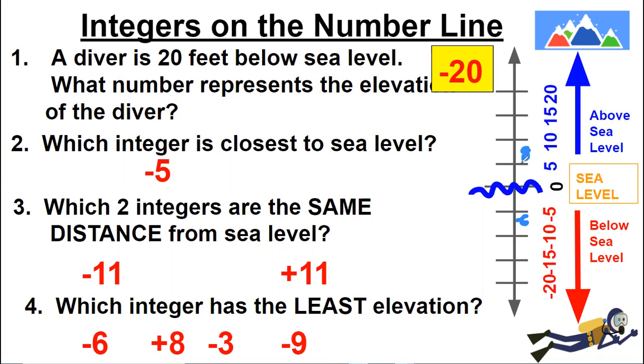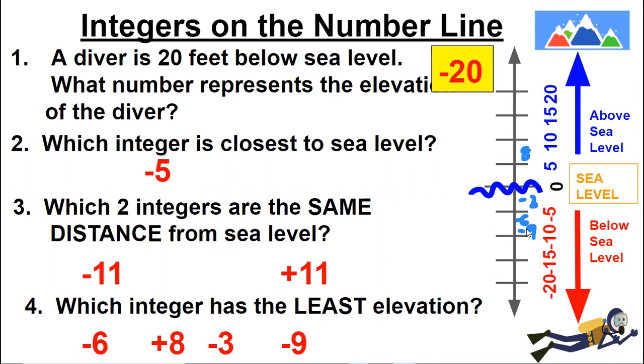And then negative 3, that's going to be before the negative 5, right? That's going to be about here. And then you have negative 9. Well, that's going to be above the negative 10, but below the negative 6, right? So somewhere in there. So which integer has the least elevation? Which integer is the farthest below the ground, as far down as you can go? Which one's farthest down on the number line?